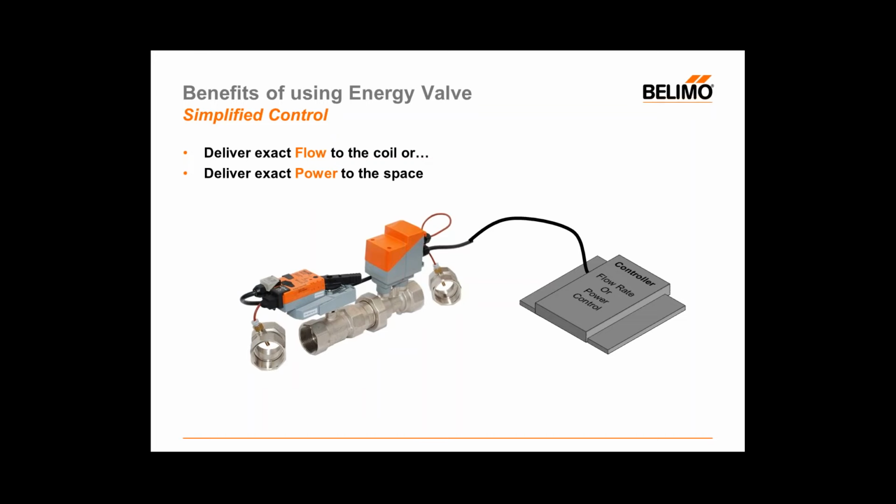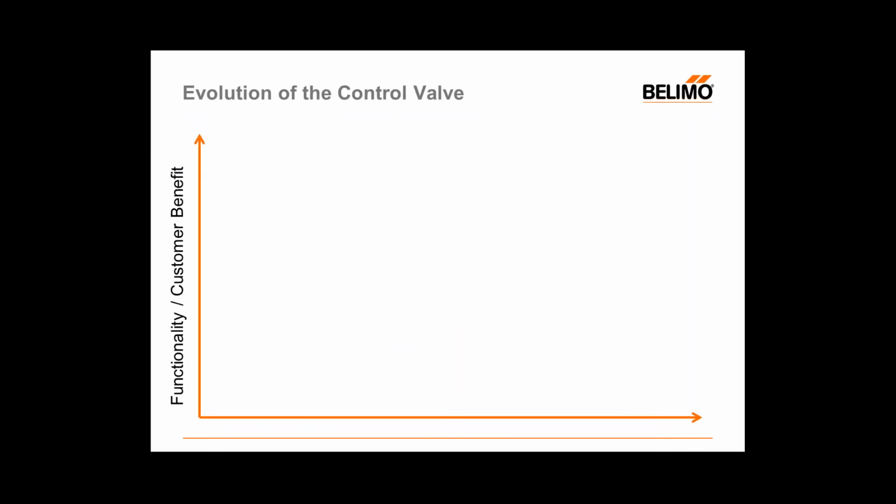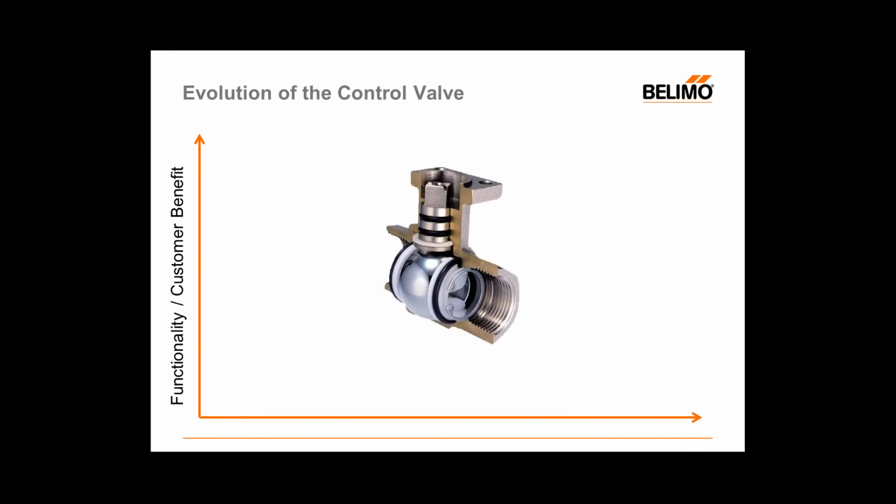Since this is not just a flow meter, but it's also a BTU meter, one of the options for the energy valve is not to control to how much flow goes through your coil, but you can control directly to how much power goes into your space. And in addition to these two functions, obviously, your system is dynamically balanced at part load or full load because you're fully pressure independent either in flow control or power control mode. Let's talk for another minute about the difference between position control, flow control, and power control, because I think it's kind of interesting.